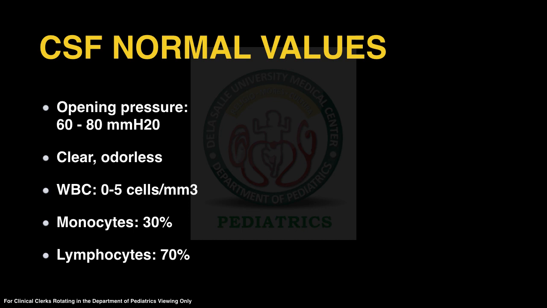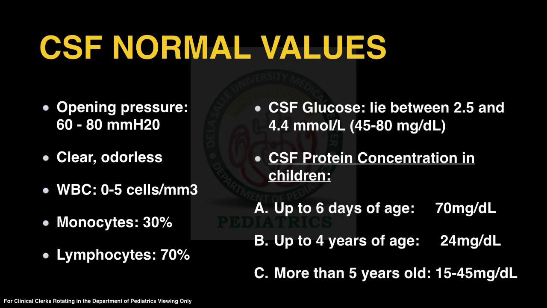The CSF glucose lies between 2.5 to 4.4 millimoles per liter. And the CSF protein concentration in children, depending on the age, varies. Up to 6 days of age from birth, they may have as high as 70 milligrams per deciliter. From 6 days to 4 years of age, 24 milligrams per deciliter. And in children more than 5 years of age, they may have 15 to 45 milligrams per deciliter.